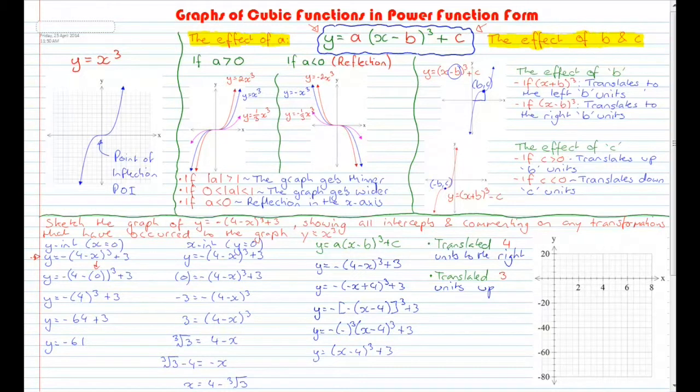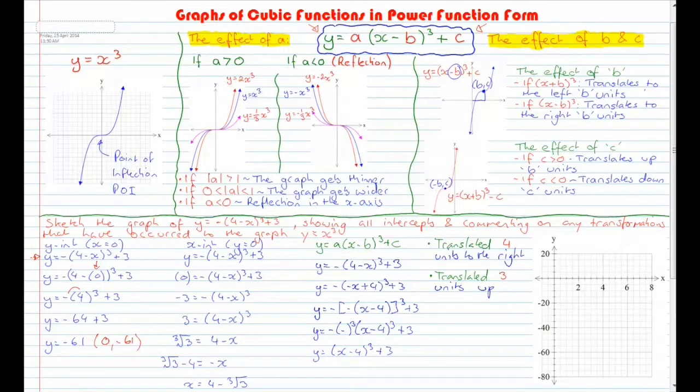Going through and simplifying now, I go 4 minus 0, well it's just going to be 4. When I cube 4 I'm going to get 64, and when I multiply it by the negative out the front that you can see there, I'm going to get negative 64. And then when I add 3 I'm going to get negative 61. So the coordinates at that point are going to be at x equals 0, y equals negative 61.